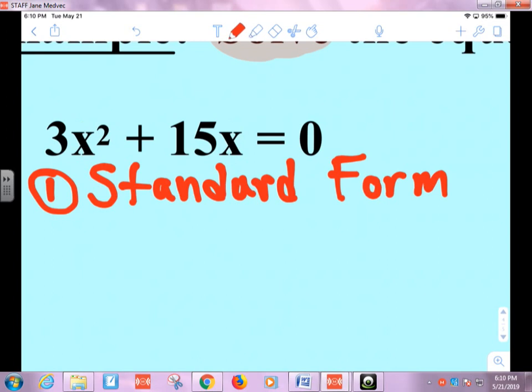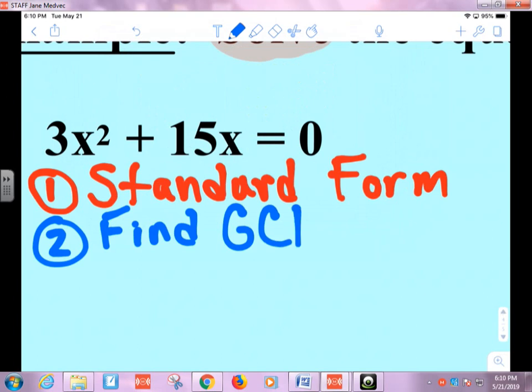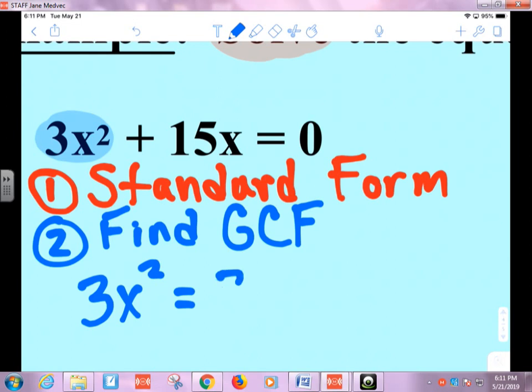The second step is to find the greatest common factor. So we're doing what we did yesterday. I'm going to take my first term, which is 3x squared, and write 3x squared equals. You're going to notice that 3 is prime, and if you remember, prime means that only 1 and itself can go into it. So I'm going to go 3 times x, because x squared means that there are 2 x's multiplied together.